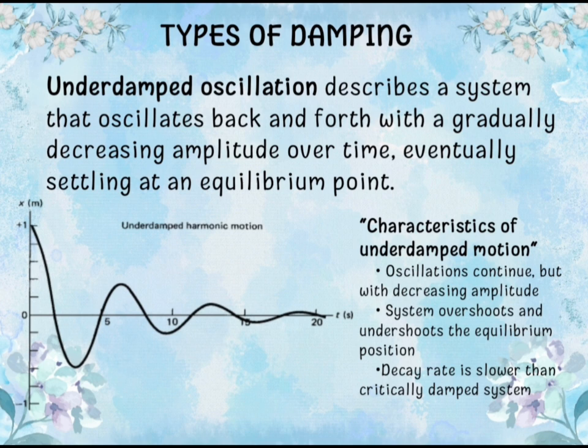The characteristics of this motion are: 1. It continues to oscillate, but the amplitude decreases. 2. The system may move past and back over its rest point a few times. 3. The decay rate, or how fast it slows down, is lower than a critically damped system.